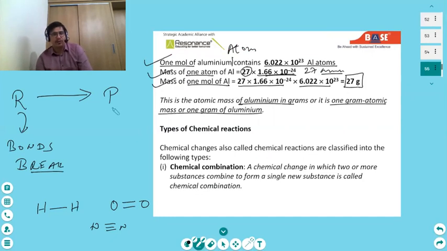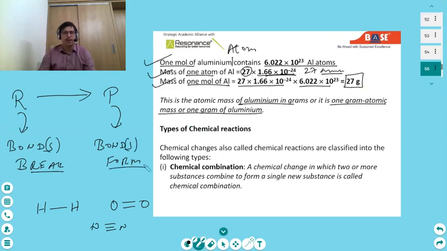So in reactant, bonds break, and at the same time in products, bonds form. So you can say bond or bonds, bond break and bond form. Whenever in reactant there is a breakage of bond and the formation of a new bond in the product, then that process is known as chemical change or chemical reaction.